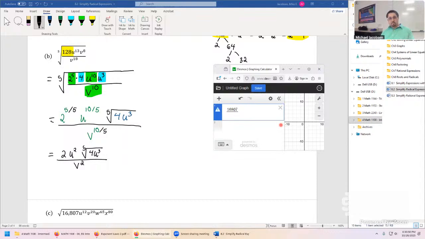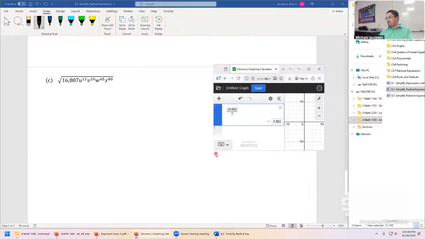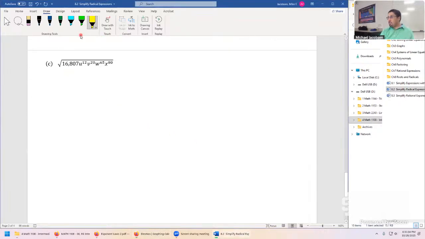I don't know about 7. That's a hard one for me to think about. But that's what we want. 7 divides into 16807 2,401 times. That at least starts this off. Let's start a big factor tree for this.